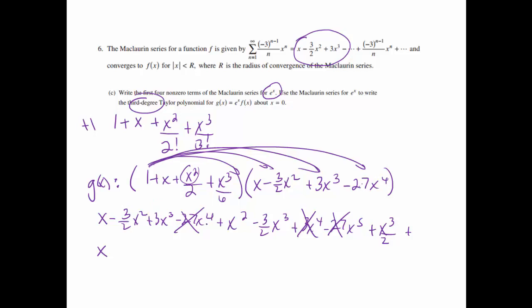Negative 3 halves x squared plus x squared will give me negative 1 half x squared. And then 3x cubed minus 3 halves x cubed plus 1 half x cubed. Let's see, what will they give us? I think that will give us plus 2x cubed. Okay, so that is my third degree Taylor polynomial, the highest degree, and that is 3. So that was worth 2 points. And it doesn't really give me a breakdown other than that's what we got. So it was worth 2 points. So that is worth 3 points altogether. And there we go.